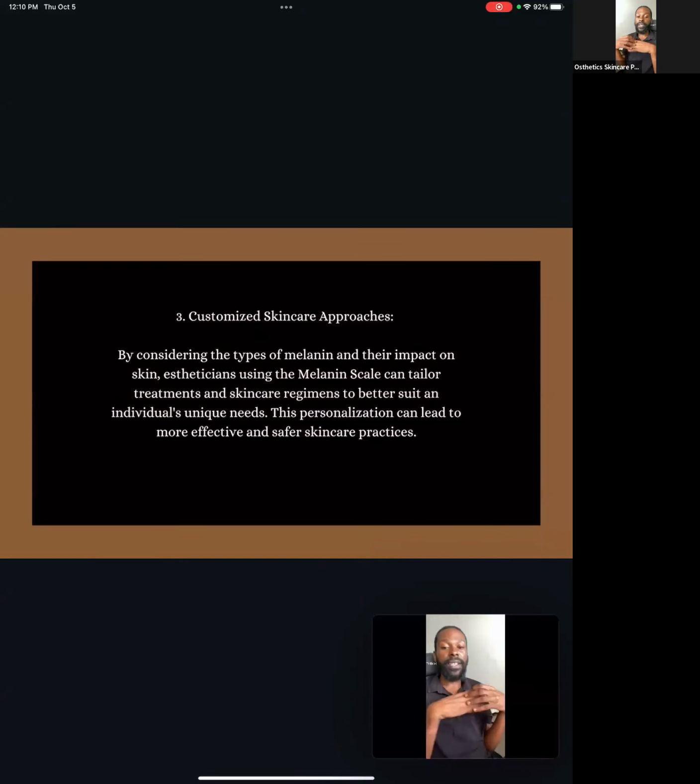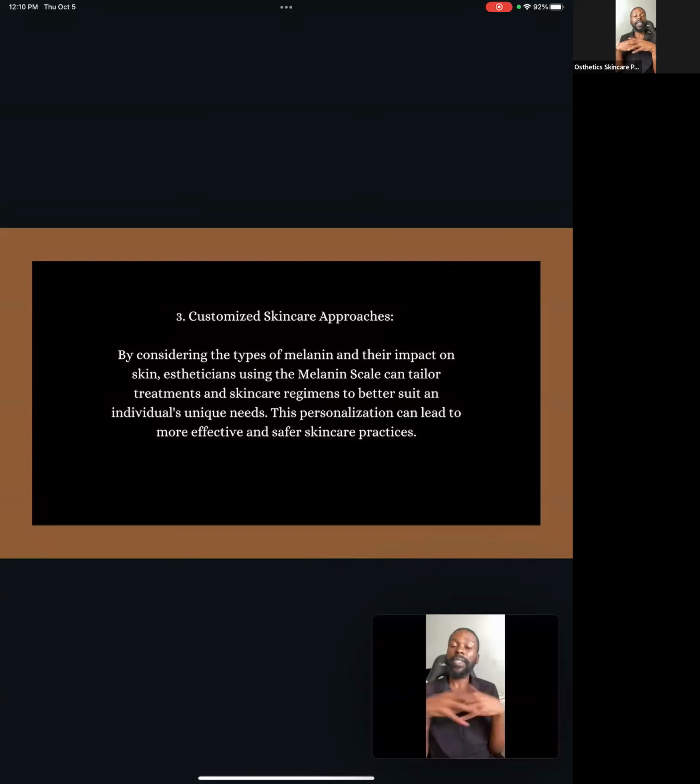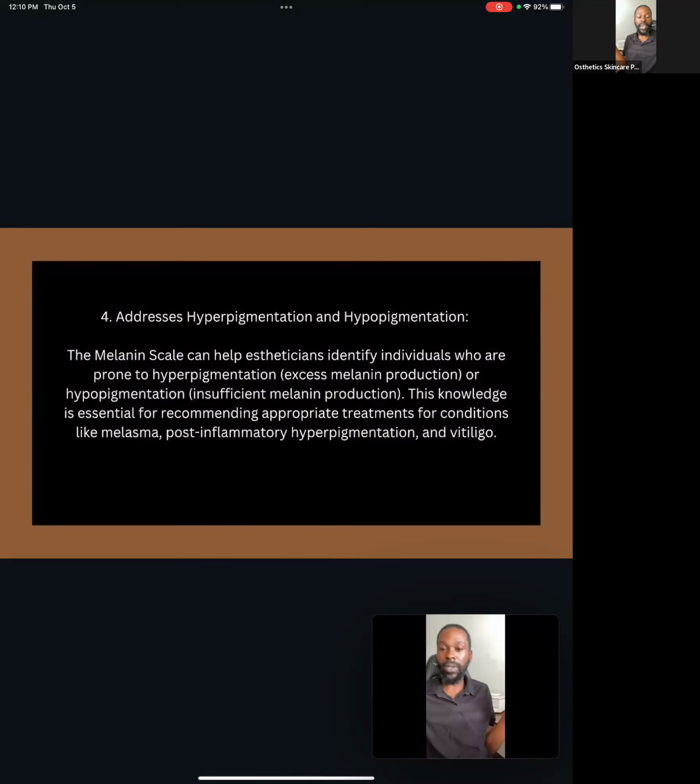Reason number 3, customized skincare approaches. By considering the types of melanin and their impact on the skin, estheticians using the melanin scale can tailor treatments and skincare regimens to better suit an individual's unique needs. This personalization can lead to more effective and safer skincare practices. If you know exactly what you're looking at, you don't have to be afraid to come up with the best course of action.